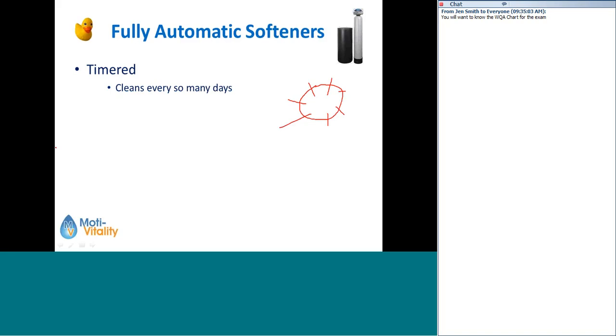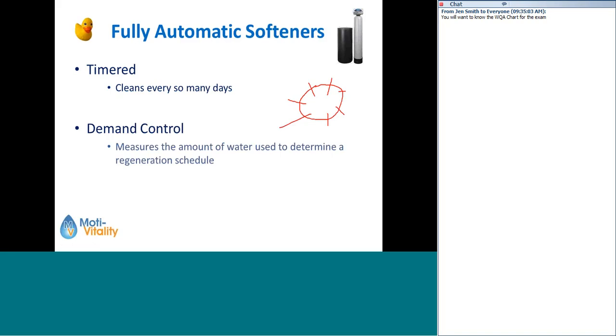It's going to clean every so many days, regardless of how much water is used. You're going to set that thing up to clean every 2 or 3 days, or however often. Then you have a demand control, and the demand control measures the amount of water used to determine a regeneration cycle. And then you have the twin tank too, but those are also demand controls. They just control a twin tank. But the demand control keeps track of how many gallons are used. So instead of cleaning every so many days, this one cleans every so many gallons. So you would set it up to clean, say, every 800 gallons or every 1,000 gallons.